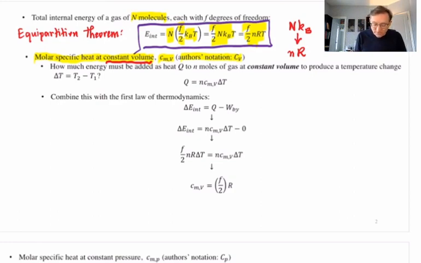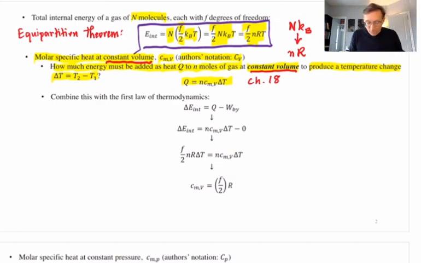So here's the question. How much energy must be added as heat Q to little n moles of a gas at constant volume? We're going to stipulate that we hold the volume fixed to produce a temperature change delta T, T2 minus T1, T final minus T initial. The starting point is the heat absorption formula from chapter 18. Q is related to delta T in that form: number of moles times molar specific heat at constant volume times the temperature change. So that idea comes straight from chapter 18.